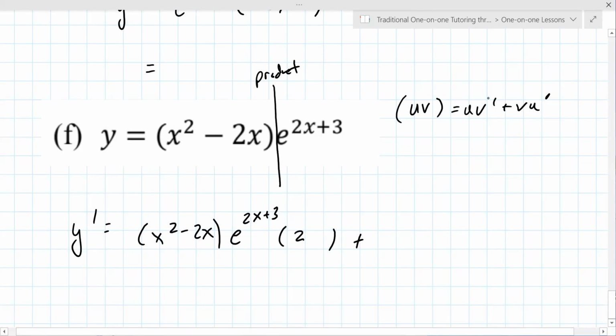I don't like the way this is written, but you generally put the e second. You keep that, and then you have to take the derivative of this thing over here. Okay. What's the derivative of x squared minus 2x? 2x minus 2.